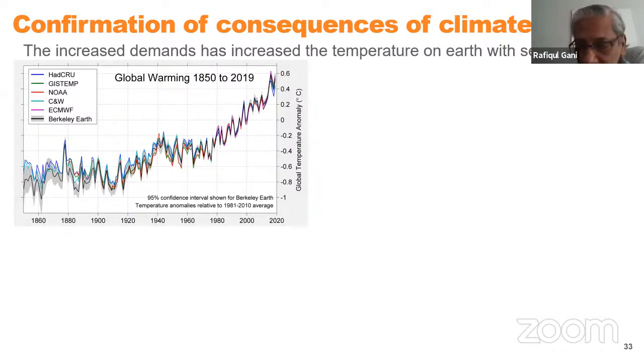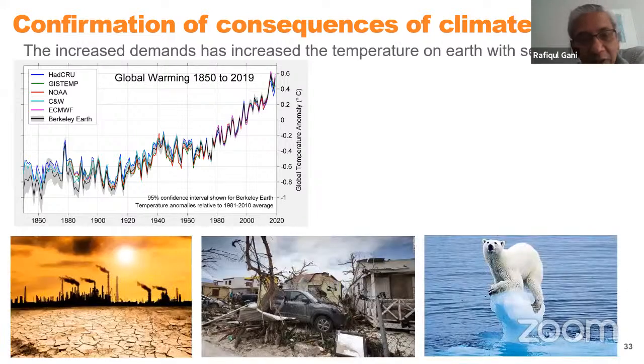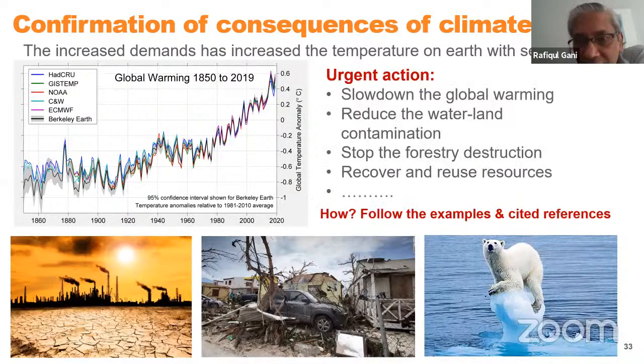And what is the consequence of that? These are real pictures, not produced pictures, but real pictures, and this is what has happened. So we need urgent action: slow down the global warming, reduce the water and land contamination, stop the forestry destruction, recover and reuse resources, and many more. So how do we do that?